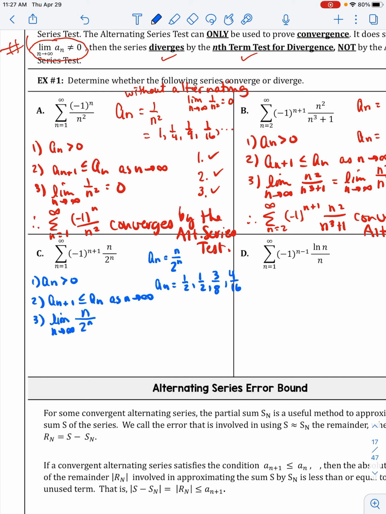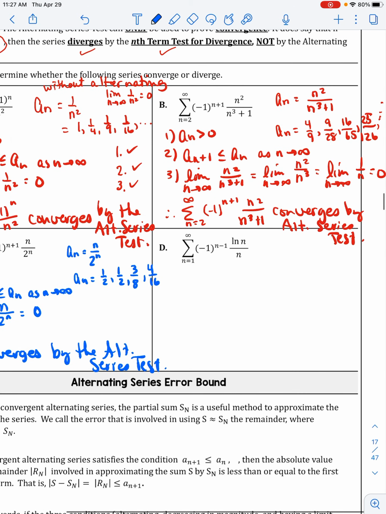And number 3 is the limit as n goes to infinity of n over 2 to the n equal to 0? Well, this is hierarchy of functions, because 2 to the n is so enormous that it is going to get very, very large a lot faster than n will. So this actually does go to 0 by hierarchy of functions. And so therefore, it converges by the alternating series test.